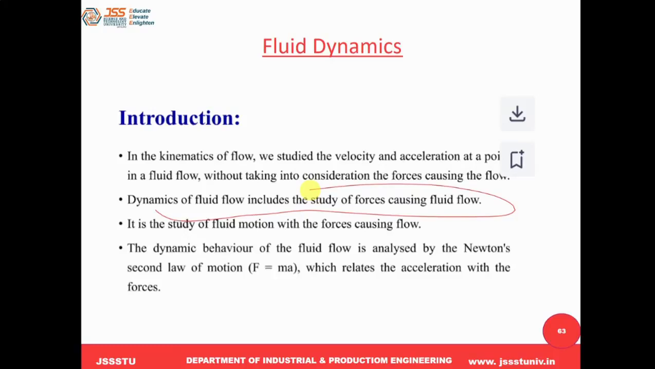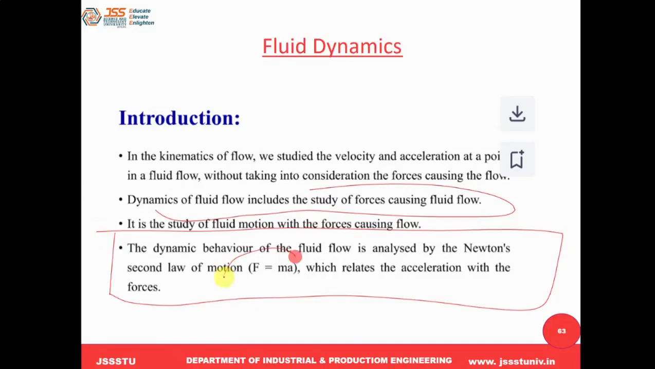What forces act and how they affect the flow is the important thing we are going to study here. Here we are going to mainly apply the principle of Newton's second law, which applies everywhere. That law, popularly called Newton's second law, as you know, is F equal to m into a. The same thing we are going to use here also.